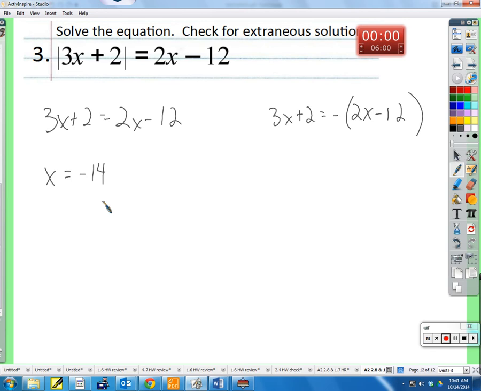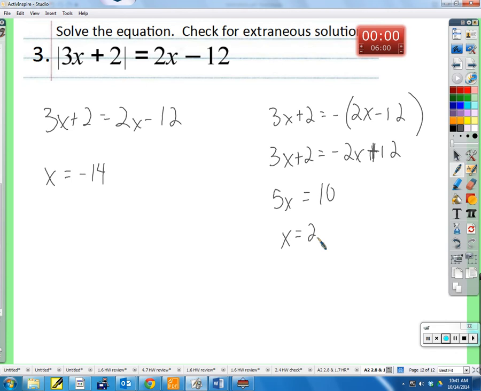I'm just going to go ahead and find the solution for this equation, 2. I'm going to distribute the negative, so we get negative 2x plus 12. Add 2x, we get 5x, we'll subtract 12 from both sides, add 2 from both sides, we get 10, x equals 2. So we need to check both of those solutions and see if they work.